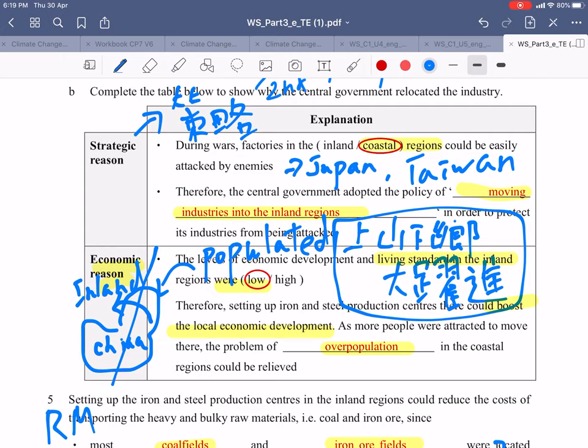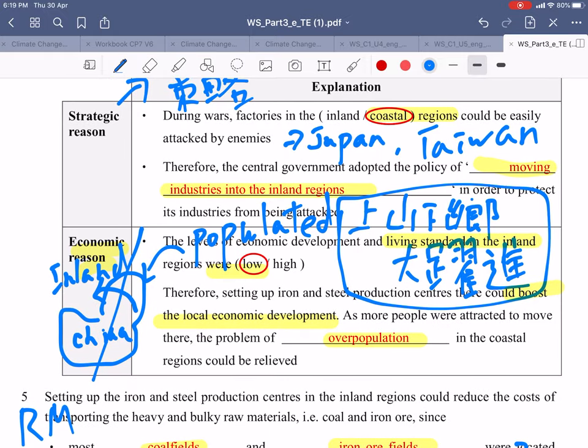First of all, strategic reasons. What are the strategic reasons? First of all, the coast had just finished all the wars with coastal countries, for example Japan and also another one I cannot regard as a country, Taiwan, okay? I'm talking about Taiwan as a region, okay? Because there was some war between these two, they had to adopt some policy of moving the industry into the inland regions, okay?